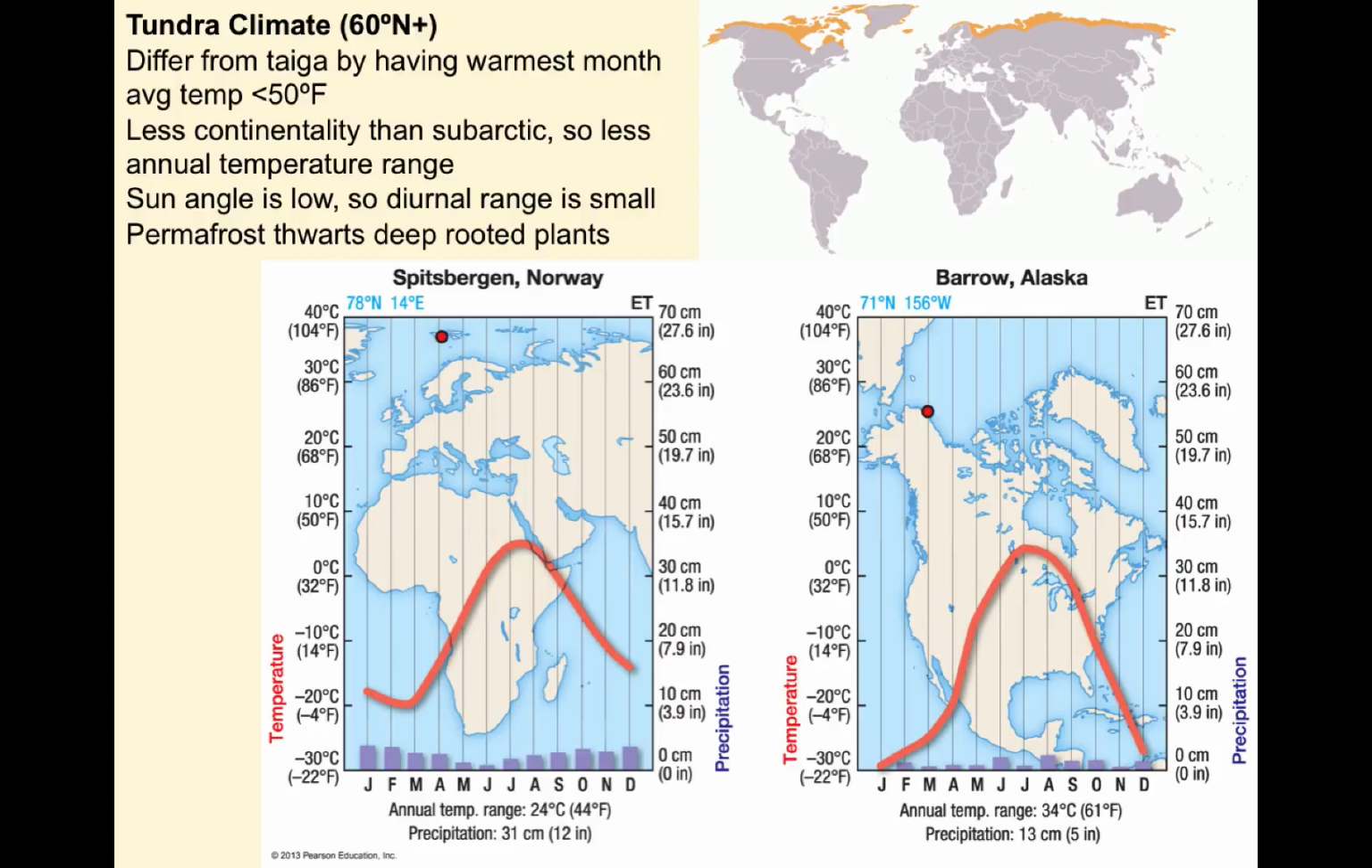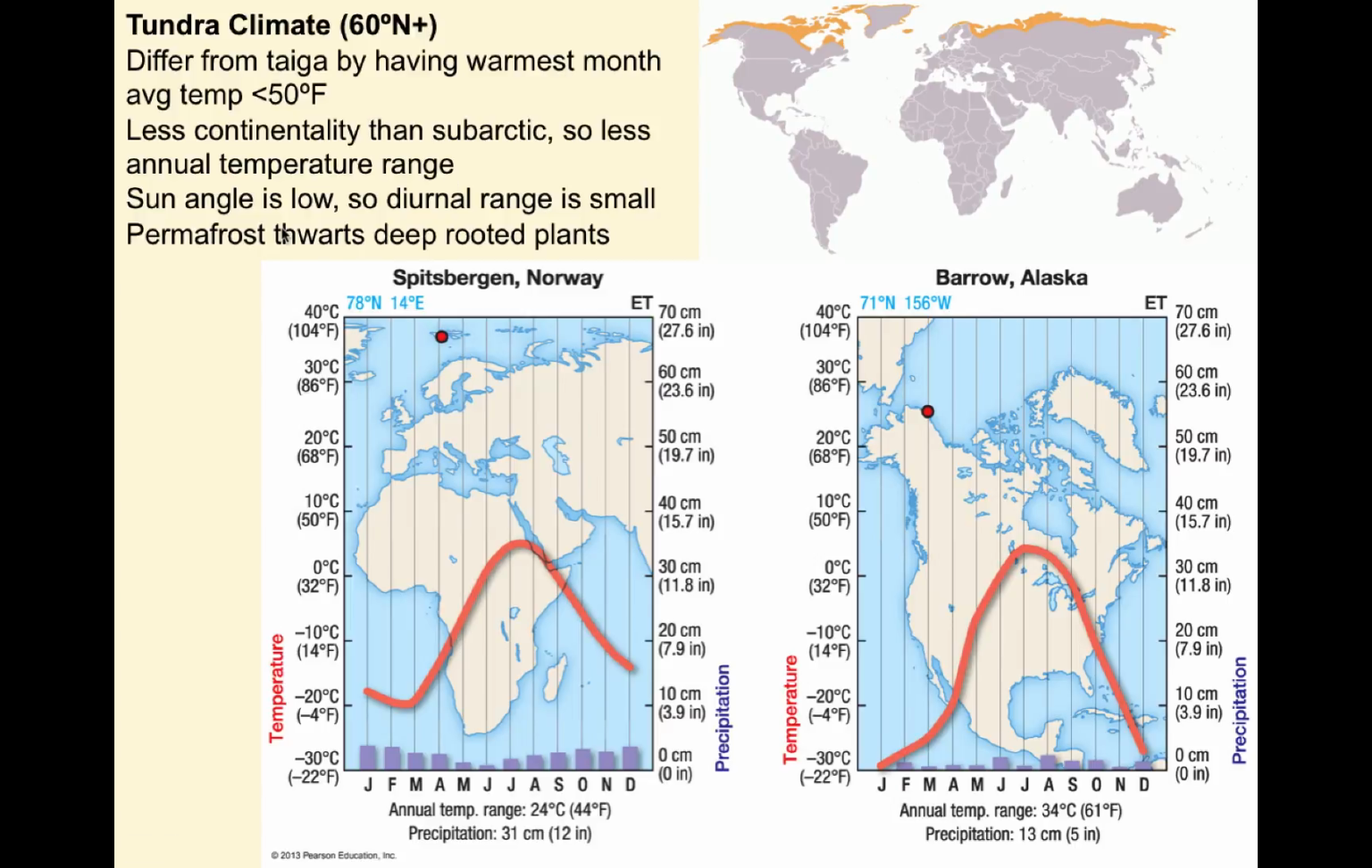Further north, most of the world's tundra climates are in the northern hemisphere, farther than 60 degrees north into the Arctic Circle. These differ from the subarctic or the taiga by having their warmest month average temperature even colder, less than 50 degrees Fahrenheit. There's less continentality than the subarctic here because they're closer to the ocean, meaning that the temperature range over the course of a year is not as extreme because they have the moderating effect of the ocean nearby. The sun angle is very low here, so the diurnal range is quite small, meaning that the sun's not high enough or intense enough during the middle of the day to cause a high temperature, so the day-to-night contrast in temperature is pretty small.